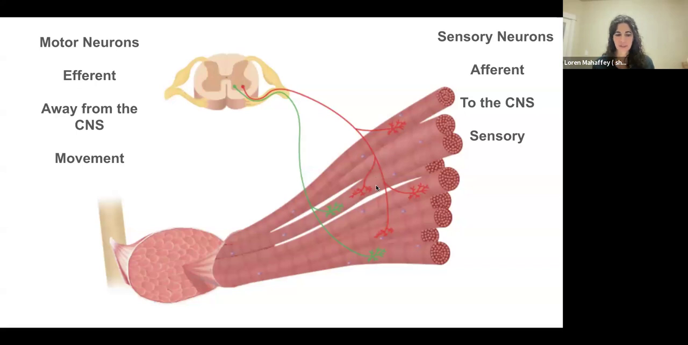Now, we also have sensory neurons, and those are called afferent neurons, and they carry a nervous system impulse about stimulus and sensory information. It's going in the opposite direction, from what we feel in terms of sensation and taking it back to the brain to be interpreted. So we have information moving in both directions all the time.